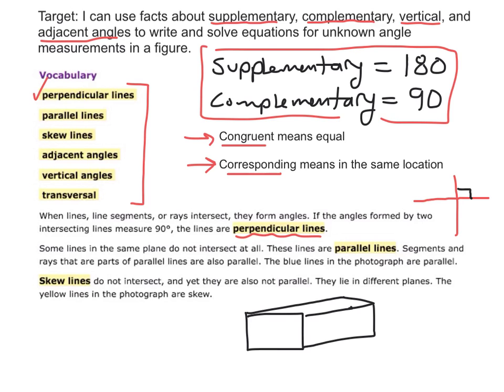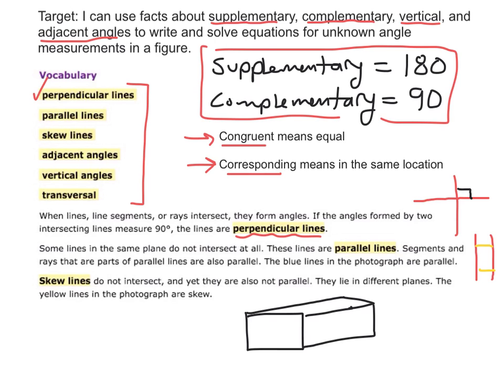Next, parallel lines. Some lines in the same plane do not intersect at all. These lines are parallel lines. Segments and rays that are parts of parallel lines are also parallel. So, parallel lines are lines that are never going to intersect. So, they have to be the same distance from each other in all locations. So parallel lines are lines that never intersect.